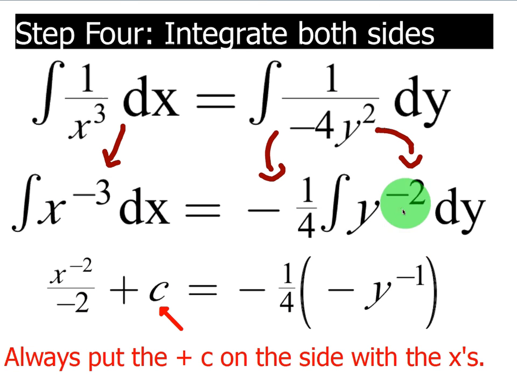So the antiderivative of y to the negative 2, add 1, so it's y to the negative 1. Take that and make that the coefficient. Over here on the left, antiderivative of negative 3, add 1 to that, you get negative 2. Divide by that number to get negative 2 on the bottom. And then remember, always put the plus c on the side with the x's. So put the plus c there, and over here on the right, this can simplify because I have two negatives, so it's going to be 1/4 y to the negative 1.